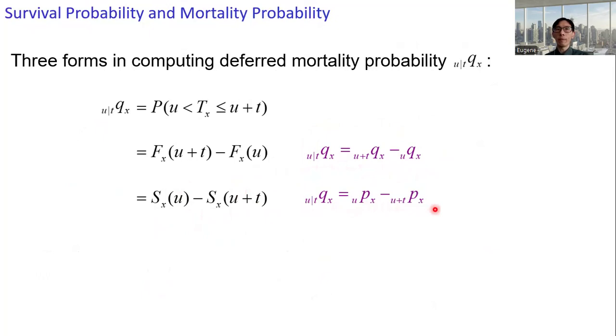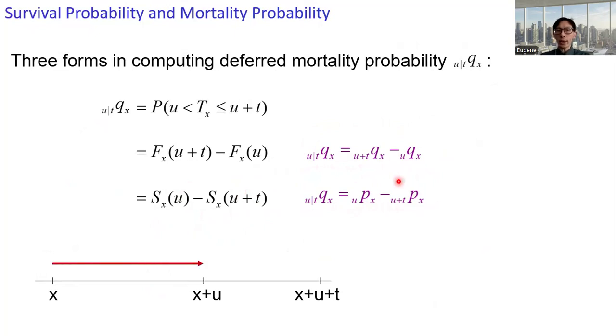And then the last form, in computing deferred mortality probability, we can regard this as a person at age x surviving to age x plus u, but dying before reaching age x plus u plus t. So this can be expressed as u p x, a person at age x surviving at least u years, times t q x+u. The person already survived up to age x plus u, but will die within the next t years. So we have the probability t q x+u. So these are the three forms in computing deferred mortality probability.